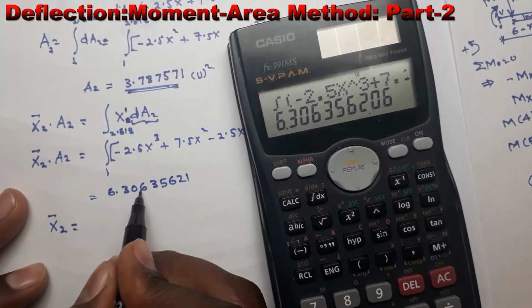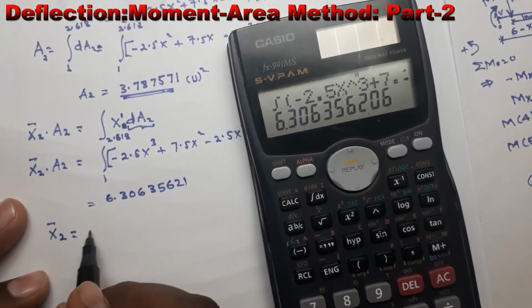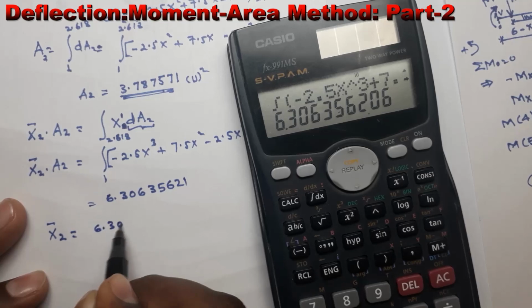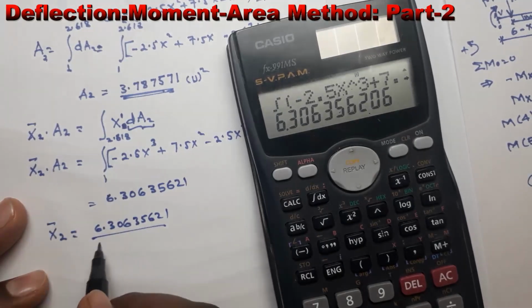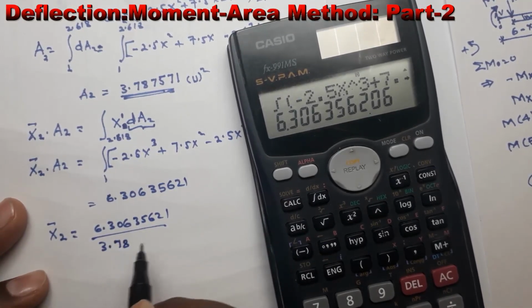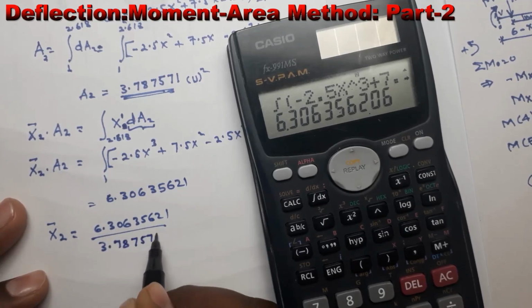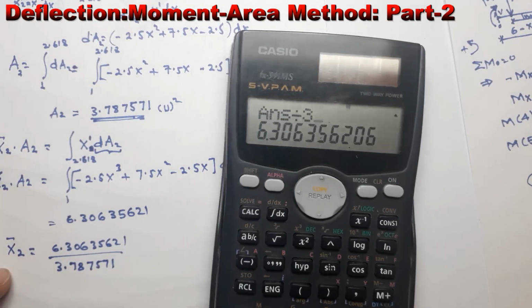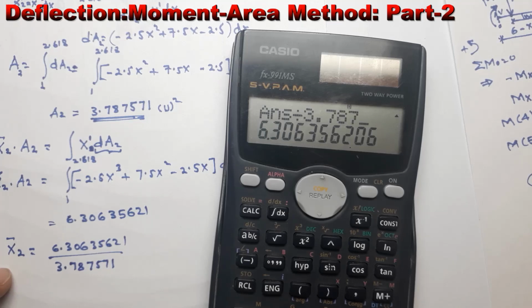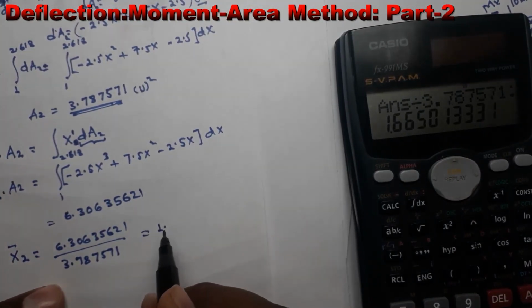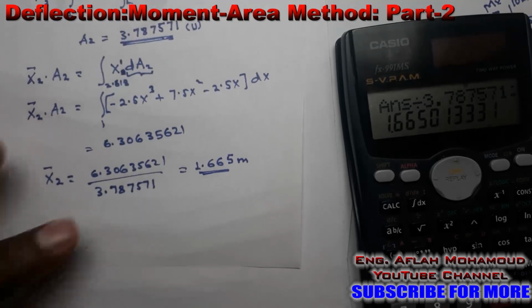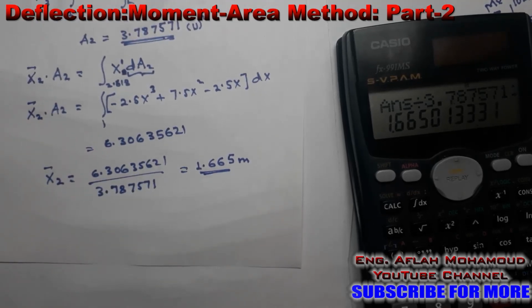So this divided by this will give me the answer: 6.30635621 divided by area 2, which is 3.787571, gives 1.665. So x2 is equal to 1.665 meters. So this is done.